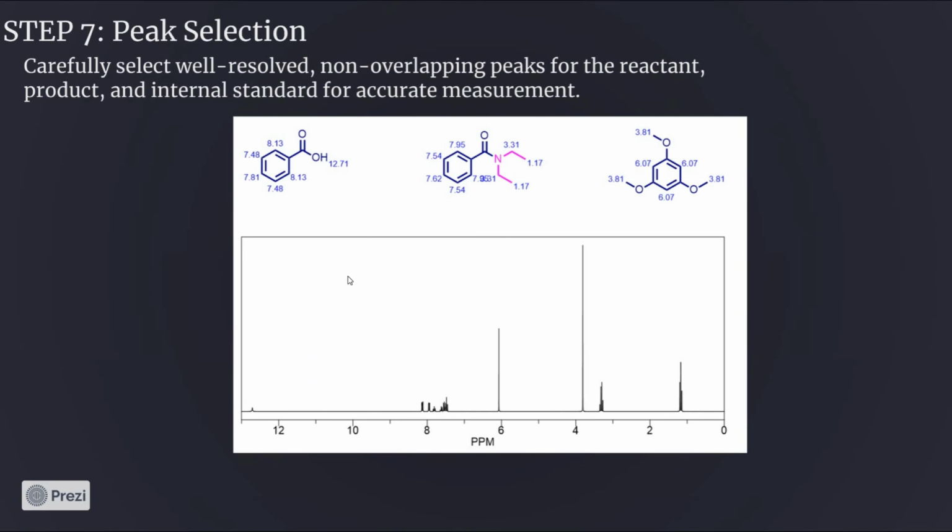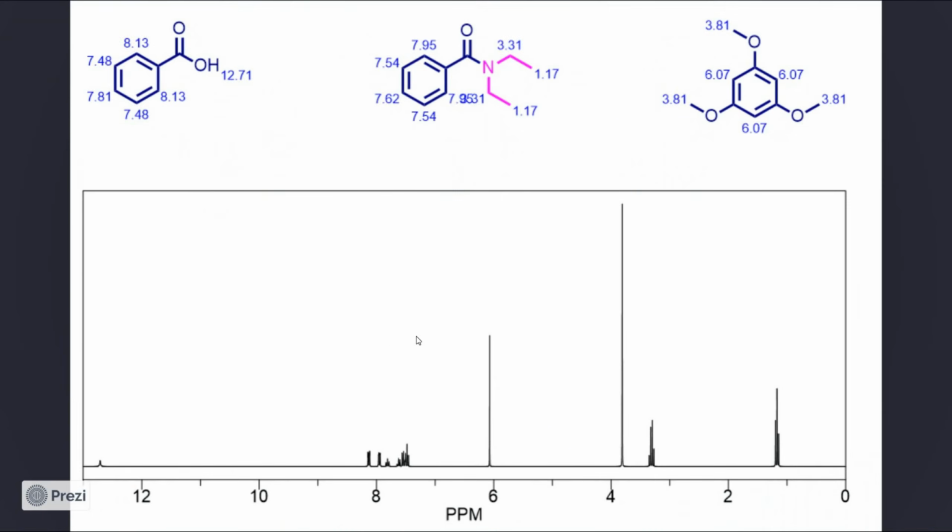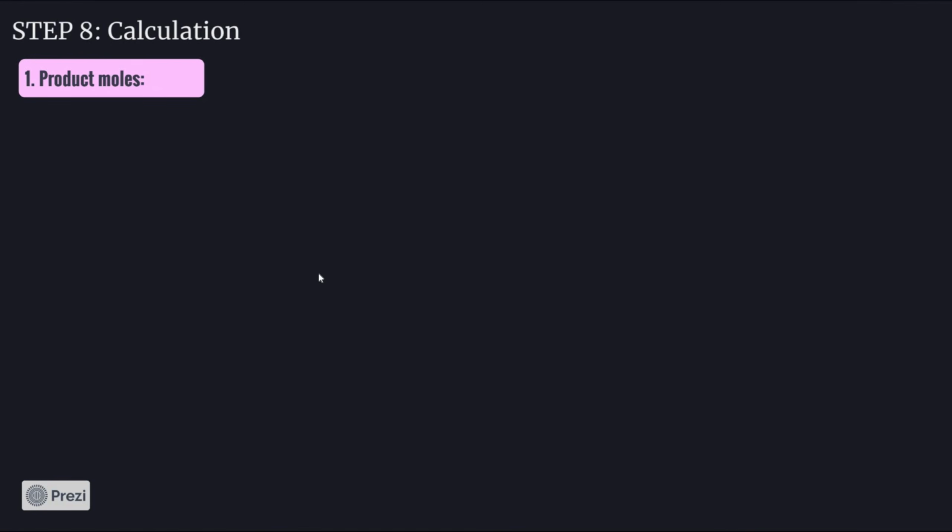Now if you see in our NMR, let's assign those. So this is the internal standard peak, because it is coming from the benzene part. This is coming from the methoxy. These are the signals from the product, because they are from the ethyl part. This is CH2, this is methyl, and this is the unreacted starting material signal from the carboxylic group, right? So we have assigned all the signals carefully. Now let's move to the calculation part.